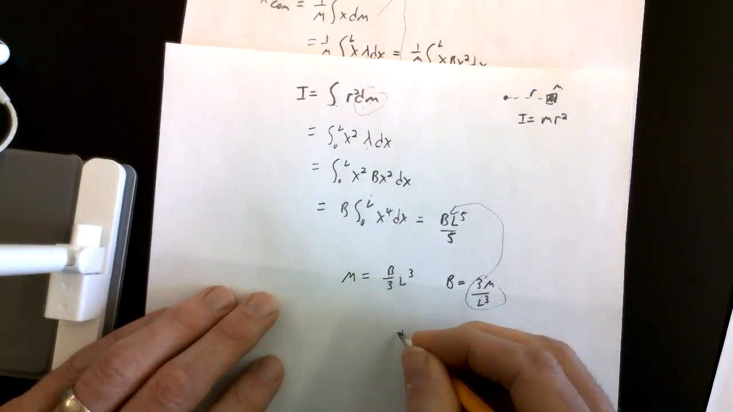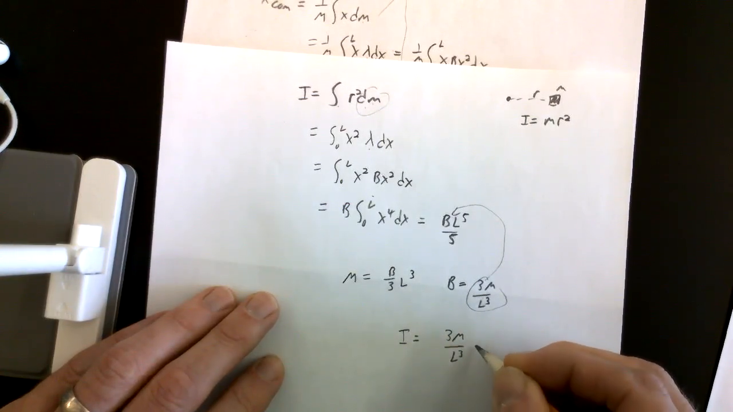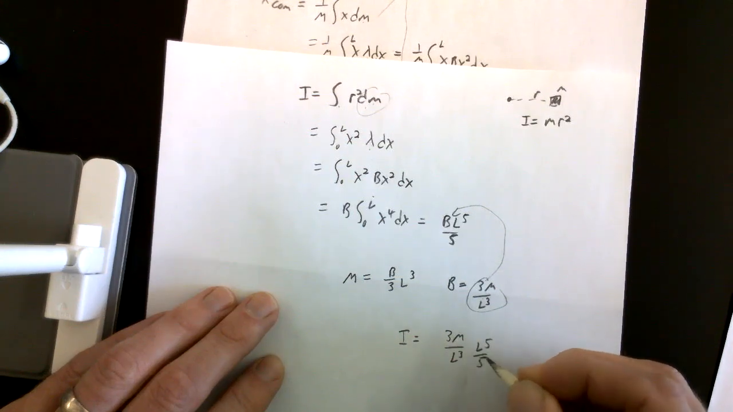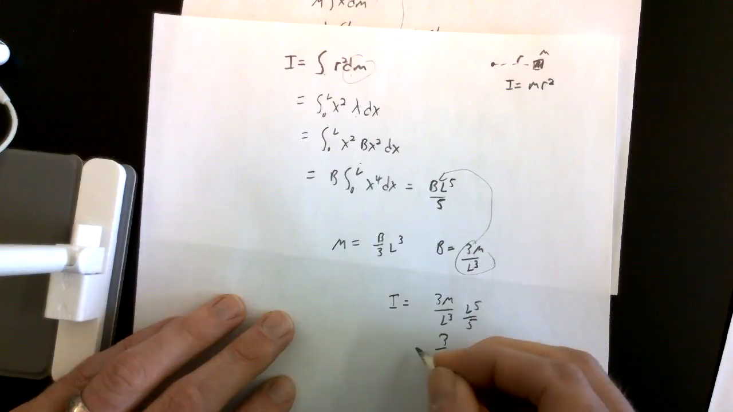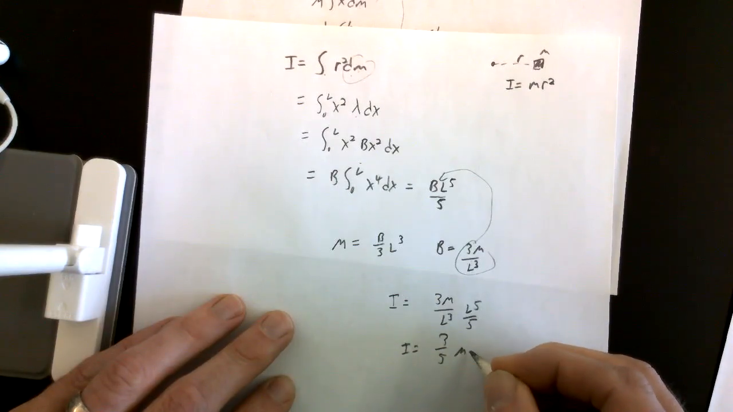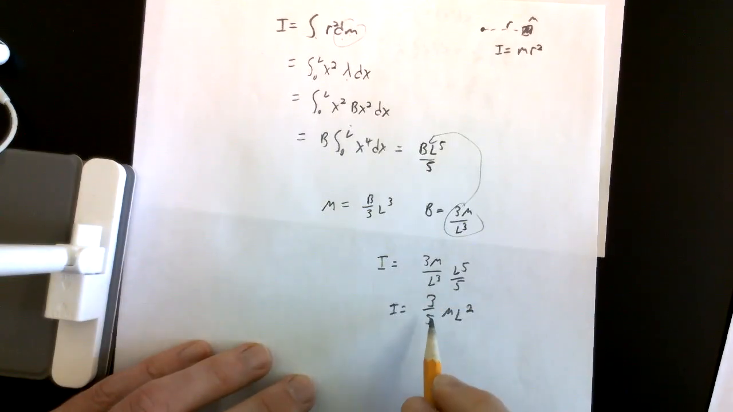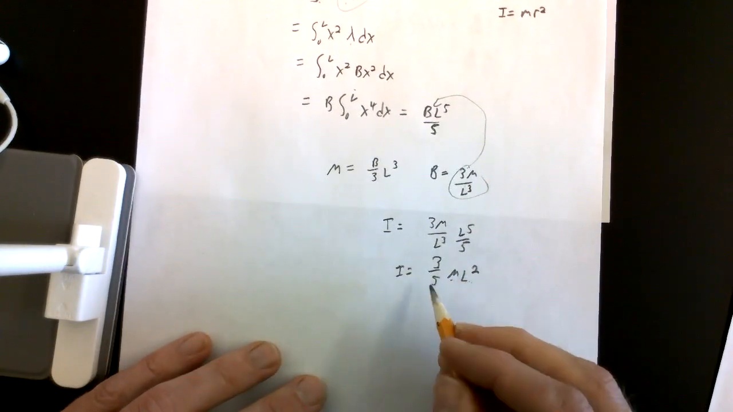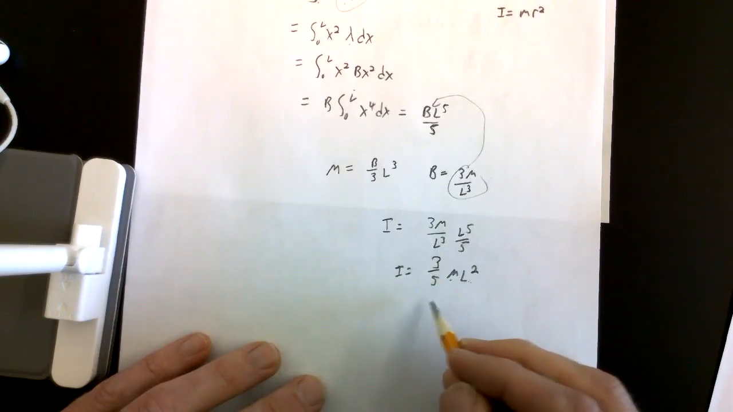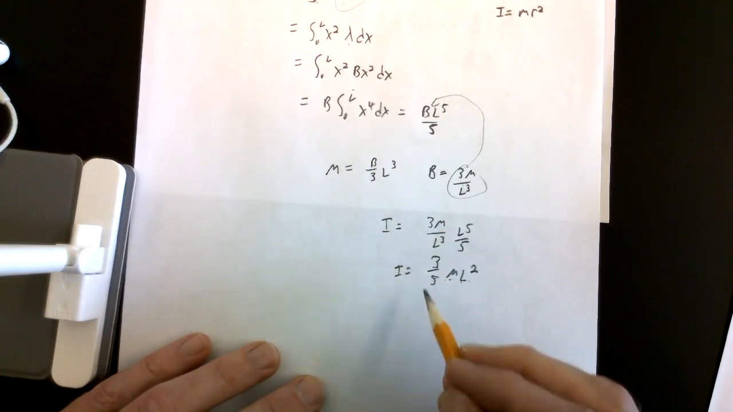So then we're going to get our moment of inertia is 3m over L cubed times L to the 5th over 5. And then that's going to be 3/5, I equals 3/5 m L squared. And these are the kind of units that we want to have on here. We want to have something times mL squared. Remember, all of our moments of inertia are going to be something times mL squared. Whether it's a hoop, which is just mL squared, whether it's a disk, 1/2 mL squared, and so forth, but it's always something times mL squared. So this one's 3/5 times mL squared.